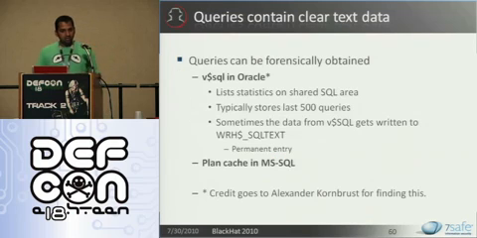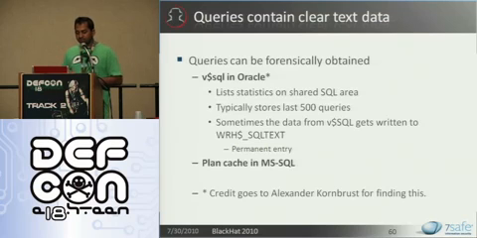The SQL queries executed on the database server can be forensically obtained. V$SQL is a table in Oracle which lists statistics on the shared SQL area. This table typically stores the last 500 queries. So if you repeatedly keep querying this table, you will find all queries which have been executed on the database server. Because it's a dynamic view, sometimes the content of this view gets written to a particular table, WRH$_SQLTEXT, and in that case these queries are permanently logged within the database.